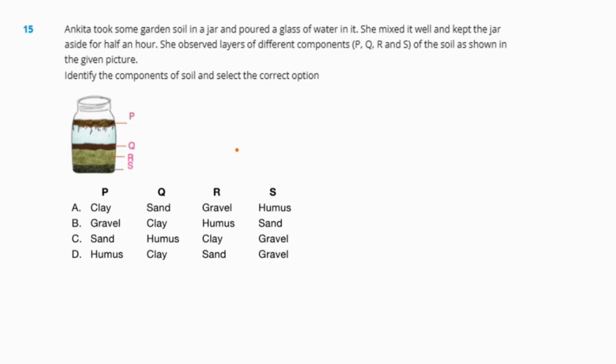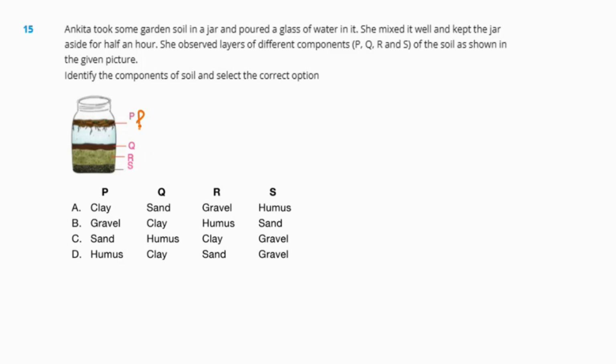So after an hour, what she observed, you can see four things like P, Q, R, and S. Four things are there, right? P is that which is floating up, right? Q here, R here, and S here. So what can be P, Q, R, and S? So that is the question. Here in the given picture, different components P, Q, R, and S can be what?